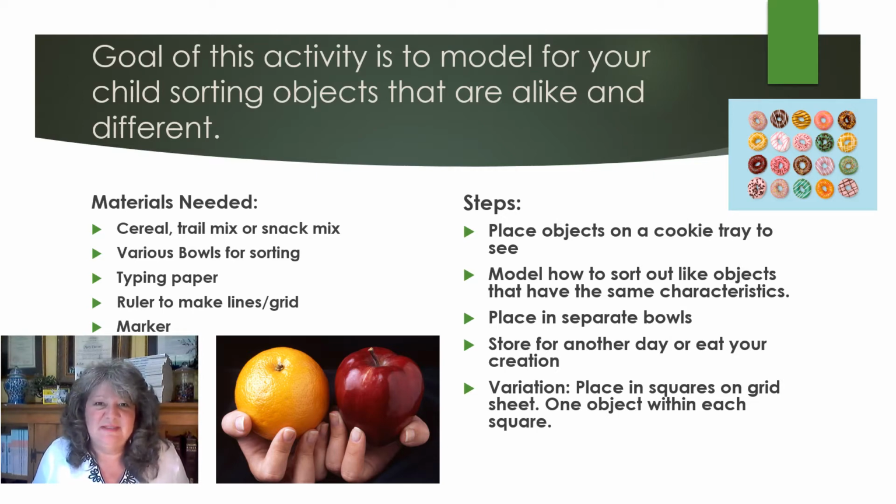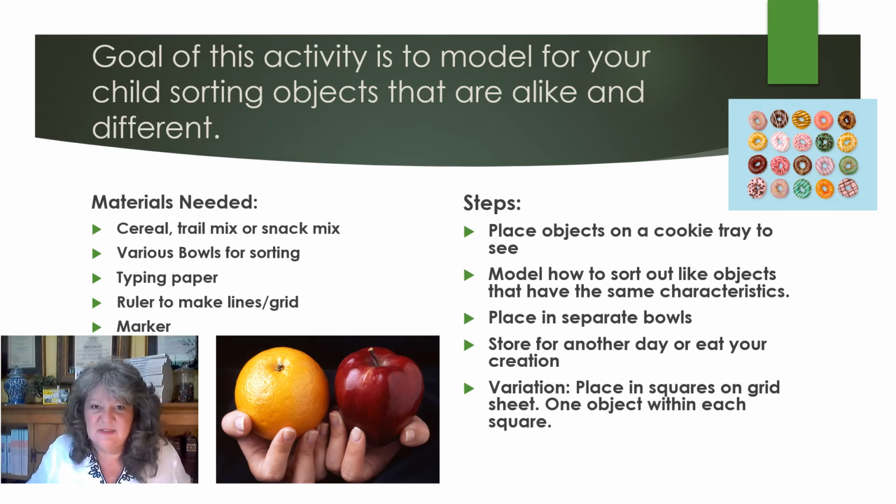Okay, so the materials that you're going to be needing are different types. You can use cereal that has an assortment of shapes or sizes or colors in it. You could use something like a trail mix or a snack mix. Various bowls for sorting. I also have something else that I'm going to show you here that is another way of sorting. Also some typing paper, ruler, and some markers.